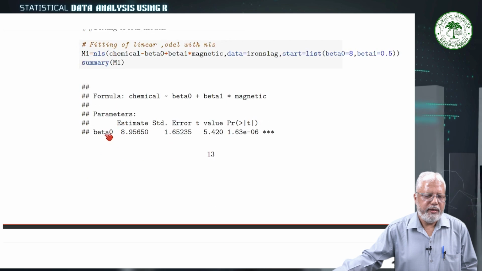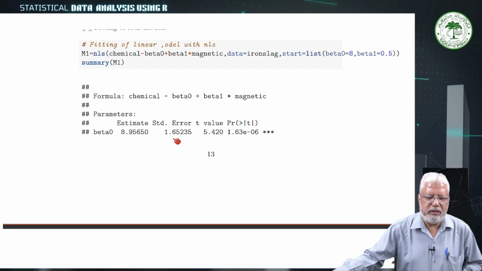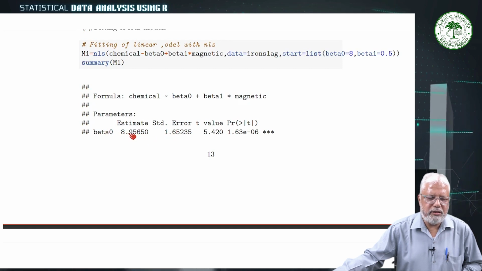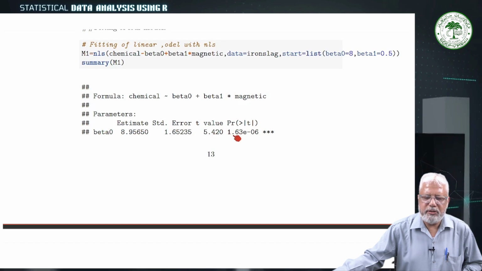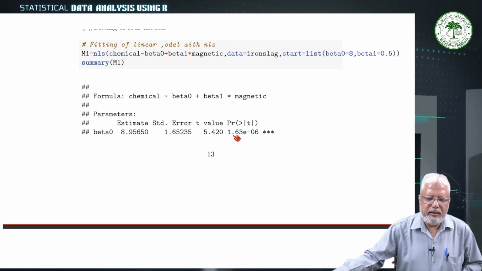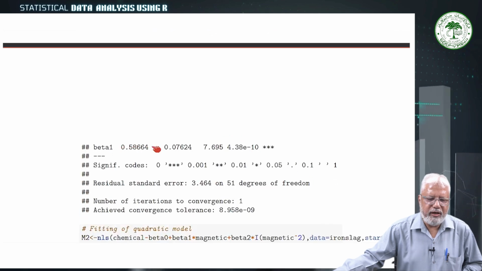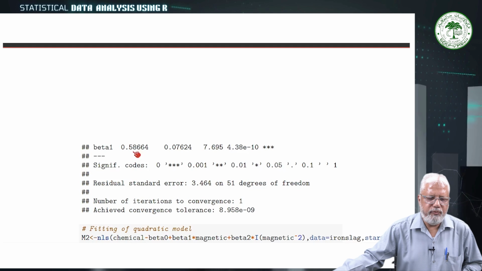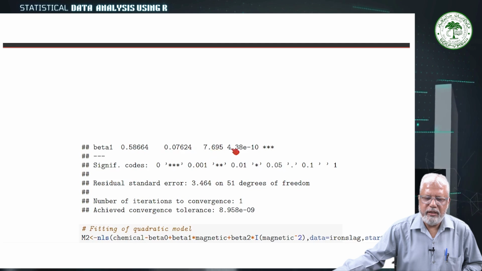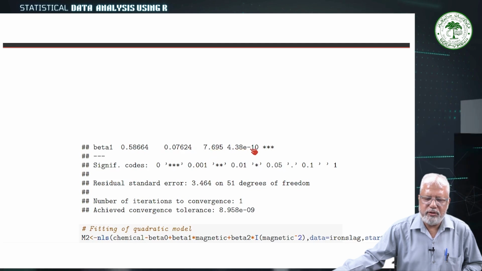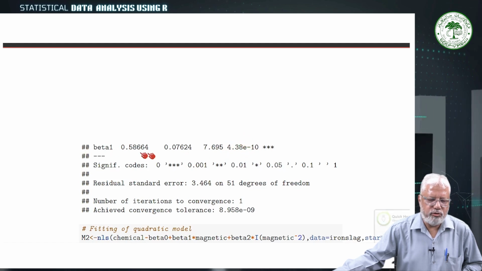Summary of results give, this is the formula, and this is beta naught estimate is 8.95, standard error is 1.65. When you divide this estimate with the standard error, its t value is 5.40420 and p value is this. So, that means p value is less than 0.05 and that indicates that beta naught is significant. Similarly, beta 1 is 0.5 and standard error is 0.07. If we divide this by this, the t value is 7.695 and p value is 4.38 into 10 raised power. So, that means the p value is much less than 0.05. So, that means beta 1 is also significant.